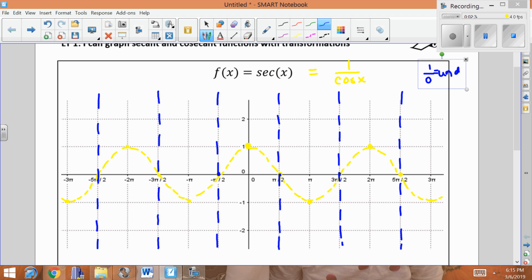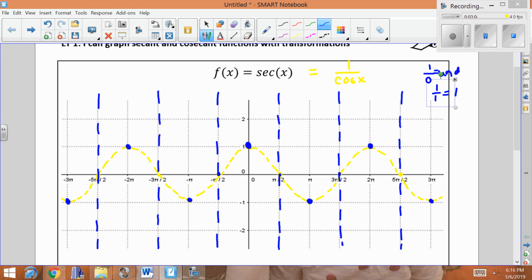Some of the other critical points to look at are our 1s and negative 1s. So we know at 0 the cosine of 0 is 1. If we do the reciprocal of 1, 1 divided by 1, that's just 1. So that's actually going to have that point as a part of the graph. Same thing if I do the reciprocal of -1. Reciprocal of -1 is just -1. So all of these points that I'm drawing in blue are actually going to be points on our secant graph.